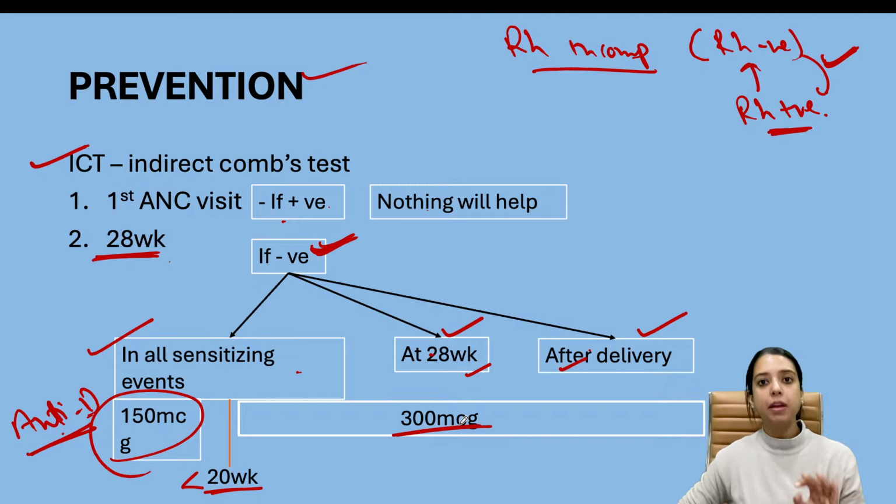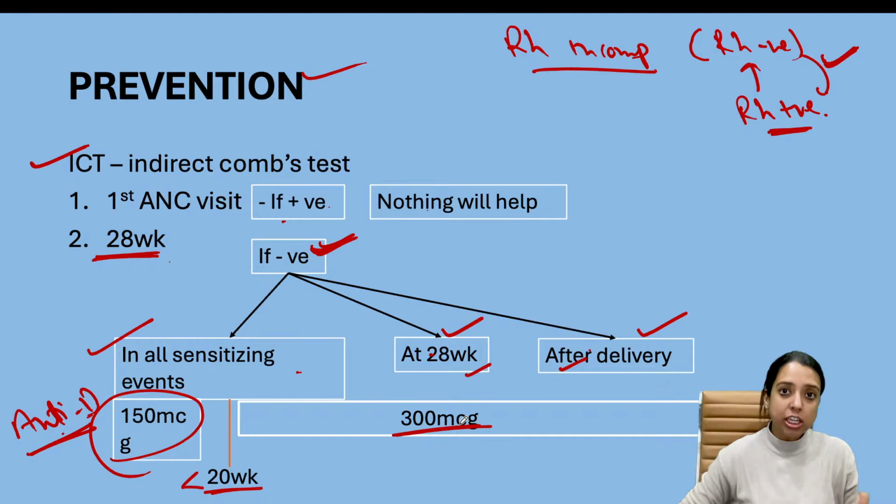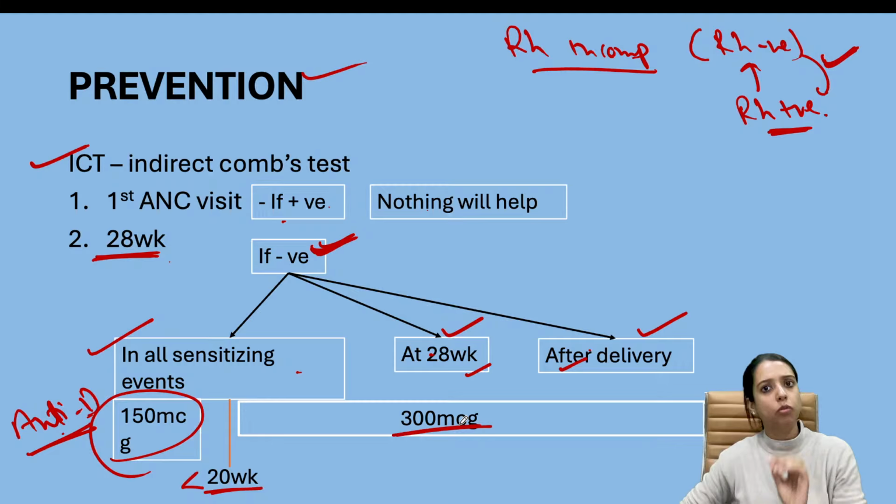So what am I giving anti-D, and to whom? In patients where ICT is negative. At what gestation? If I am giving it at less than 20 weeks due to any procedure, suppose there was threatened abortion, suppose there was trauma, suppose I did chorionic villus sampling. At this gestation, less than 20 weeks, I need a small amount, 150 mcg. Anything happened after that, the dose is 300.